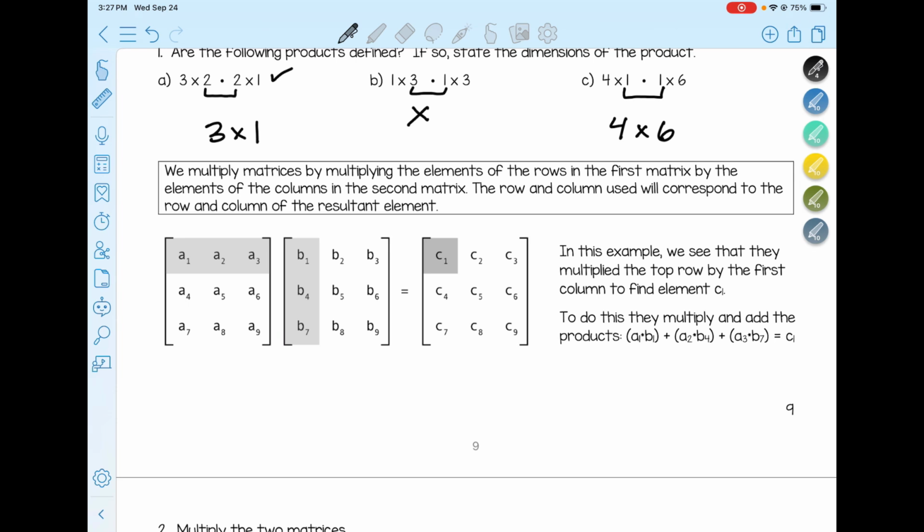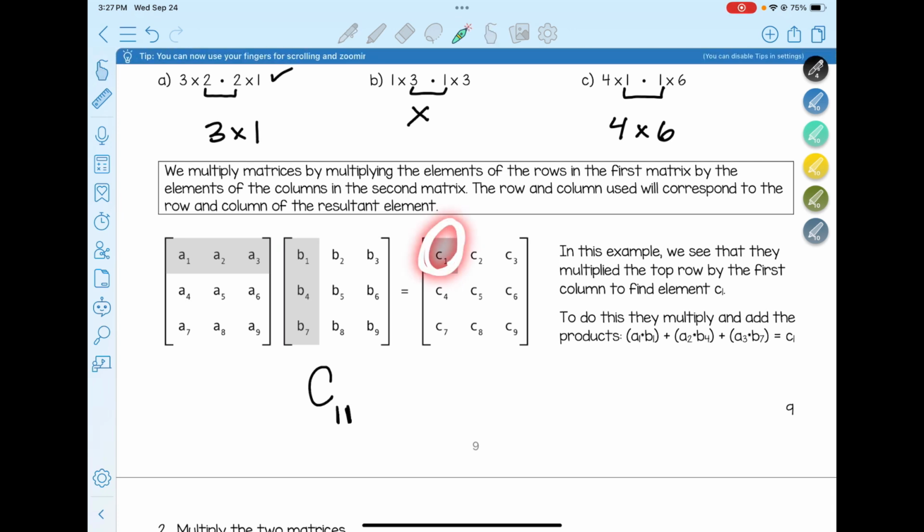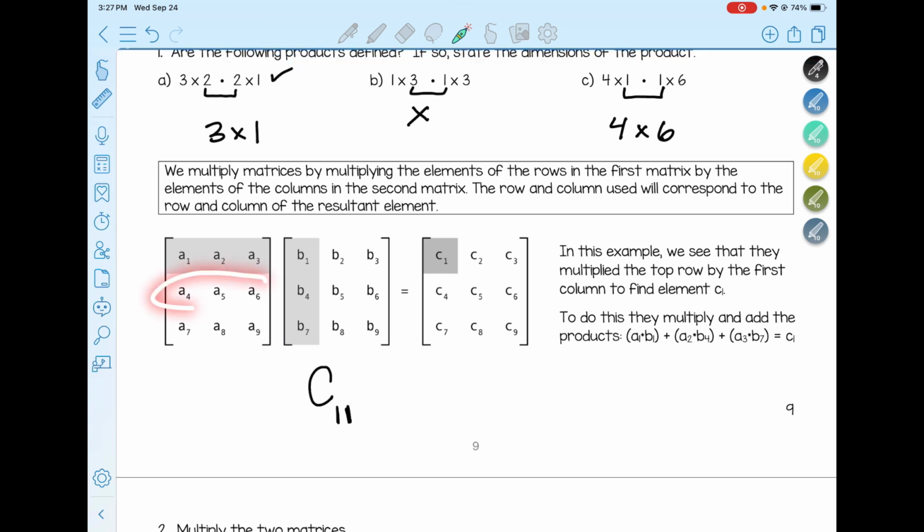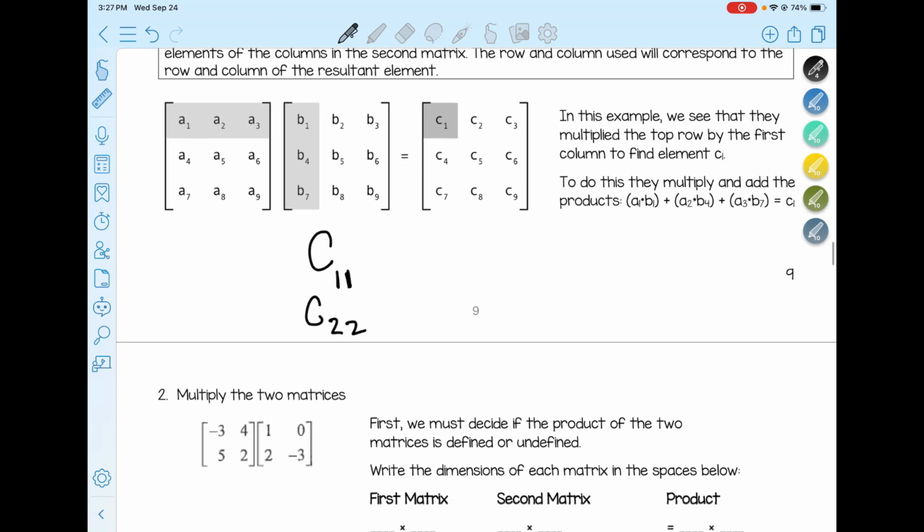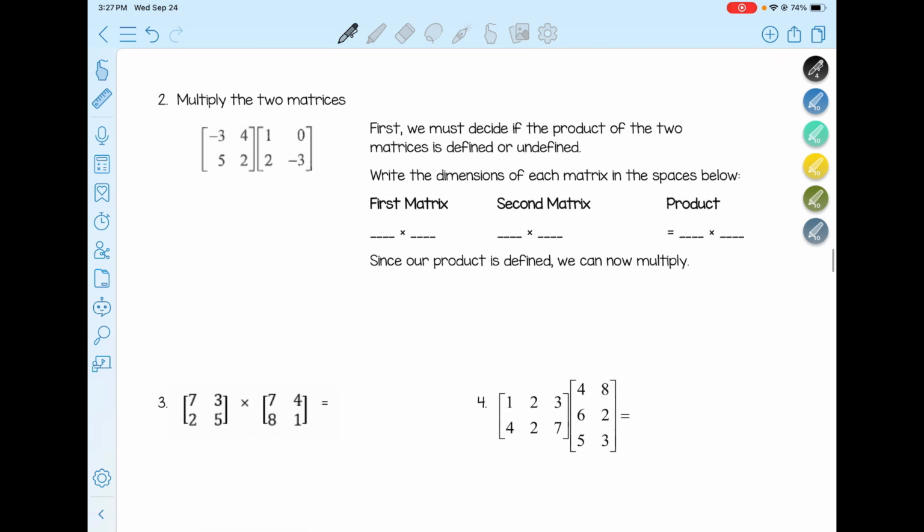Okay, how we multiply these is the following. Again, we've already talked about this multiple times, but we would multiply everything in the first row by everything in the first column. So if we think about this, in C, everything's in row 1 and everything's in column 1, so it goes in C1,1, which is this right here. So similarly, if we were to go row 2 and column 2, that means this would be C2,2, meaning that this would go in this middle spot right here, and so on and so on. So let's see how this works if we go to the next page.